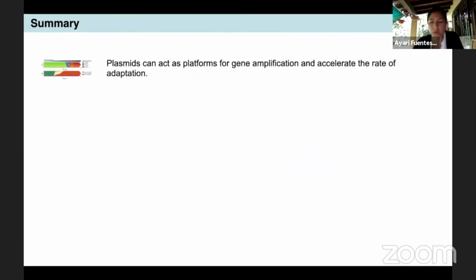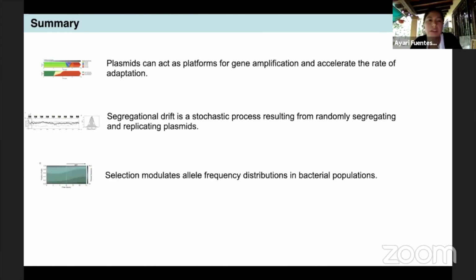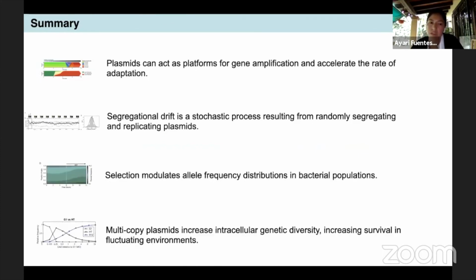In a quick summary, what we are saying is that plasmids can act as a platform for gene amplification and accelerate the rate of adaptation. Segregational drift is a stochastic process resulting from randomly segregating and replicating plasmids. Selection modulates allele frequency distribution in bacterial populations. And finally, multi-copy plasmids increase intracellular genetic diversity, increasing survival in fluctuating environments. So it's very good to be heterozygous if you are going to have fluctuating environments.